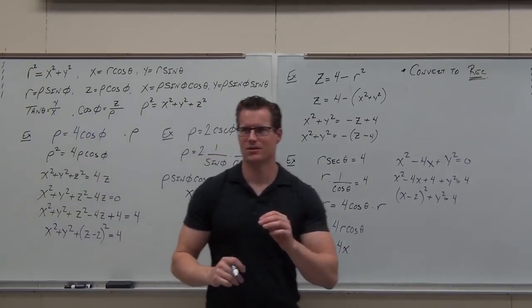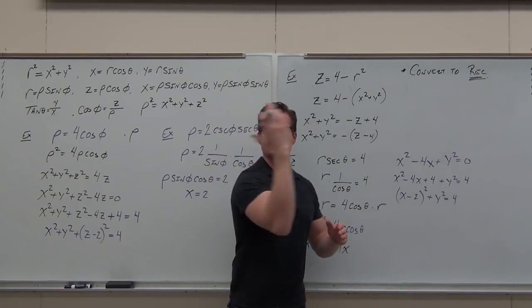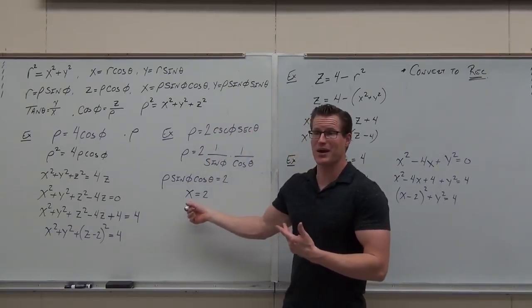What is x equals 2 on a 3D coordinate system? What is it? It's a plane. It's floating here, x equals 2, it's just a plane. Which one's easier? That's way easier.